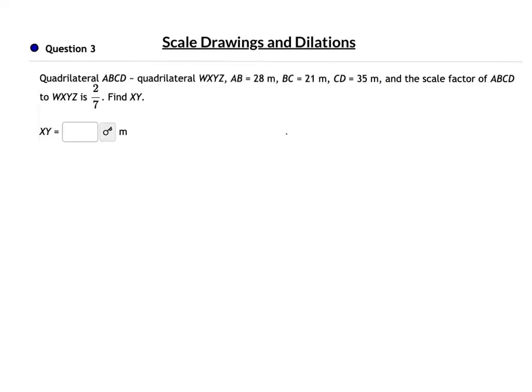In question 3, we have 2 similar quadrilaterals, and they tell us the scale factor is 2 to 7. That's ABCD to WXYZ, 2 to 7. The 2 corresponds with the first one, the way they've stated it. They've asked us to find XY. XY, those middle 2 points would correspond with BC, the middle 2 points. They give us BC, so we're ready to go.